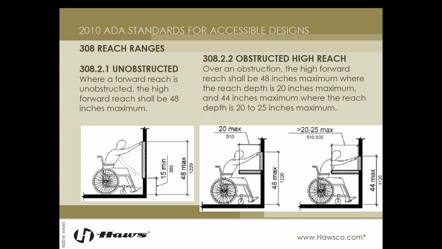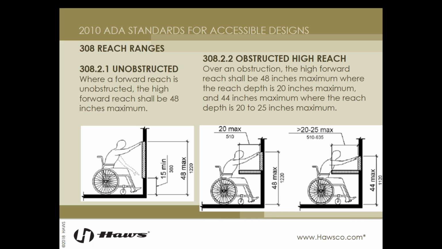In section 308, it covers reach ranges. Another important requirement when something like a bottle filler is installed or when things like baby changing stations are installed. This slide is pretty straightforward. If unobstructed, like on the left, you have a 48-inch max reach height and a 15-inch minimum.